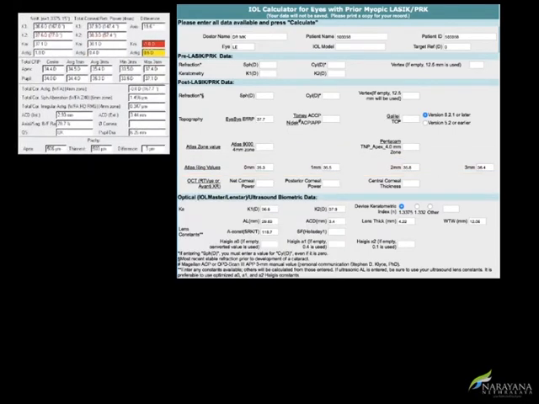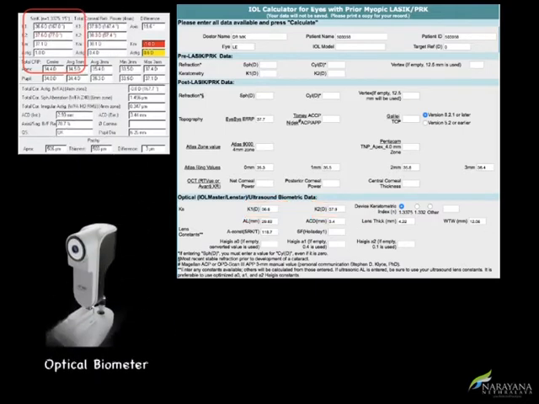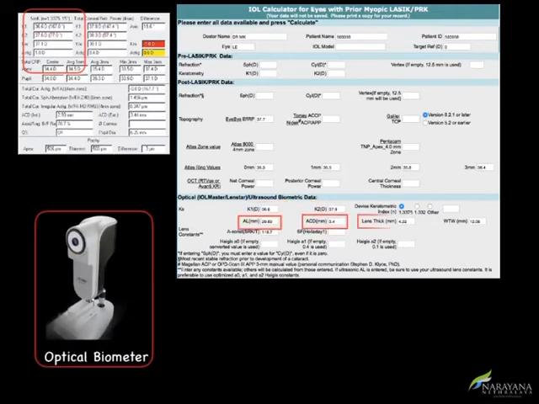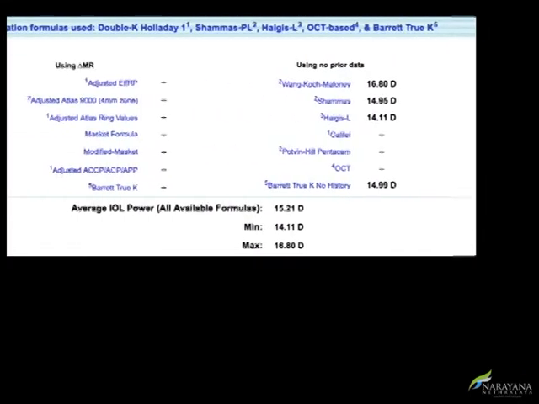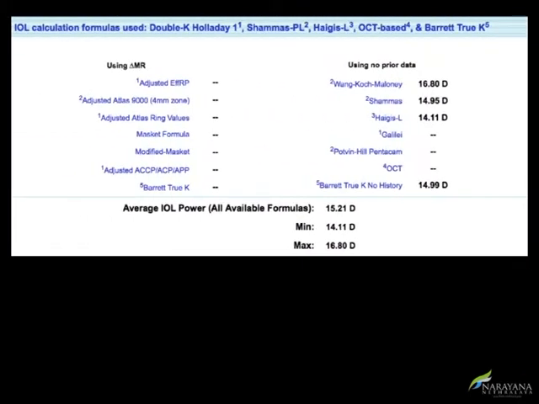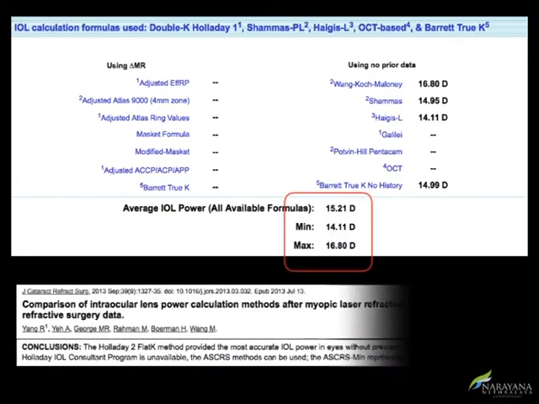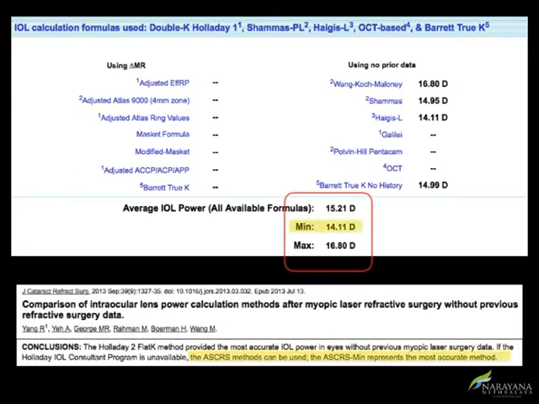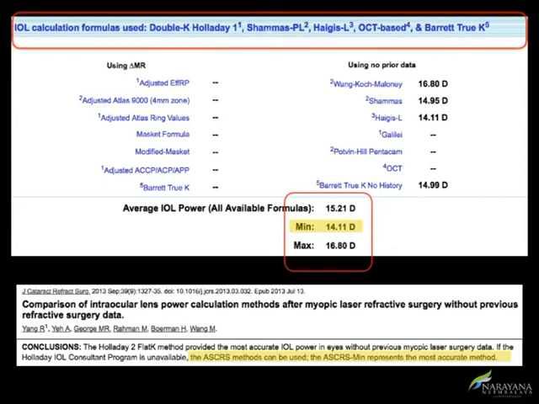Along with keratometry value obtained from the anterior float, and axial length from the optical biometer is used. Studies have shown ASCRS's minimum value is considered to be the most accurate for IOL power calculation. The formula used in ASCRS's calculator takes into account the alteration caused to the corneal surface post-refractive surgery.